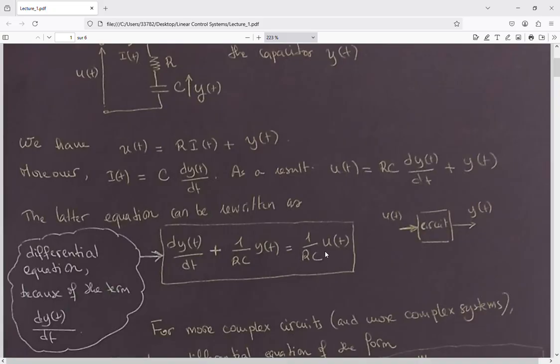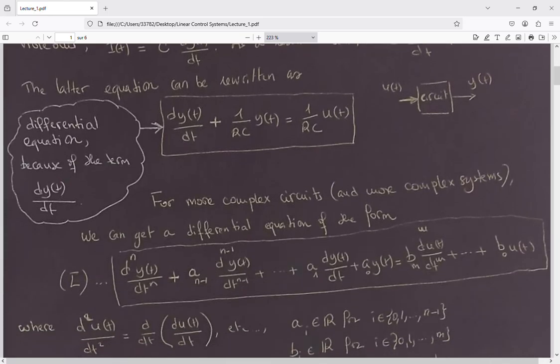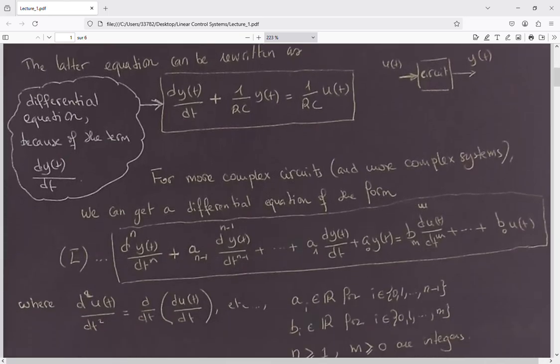Now, if you take more general circuits and more complex systems, mechanical systems, hydraulic systems, thermal systems, and so on, you get a differential equation between the input and the output. And this differential equation can have more than one derivative. You can have up to the nth order derivative for the output and the mth order derivative for the input. So the general form of a linear system is as follows.